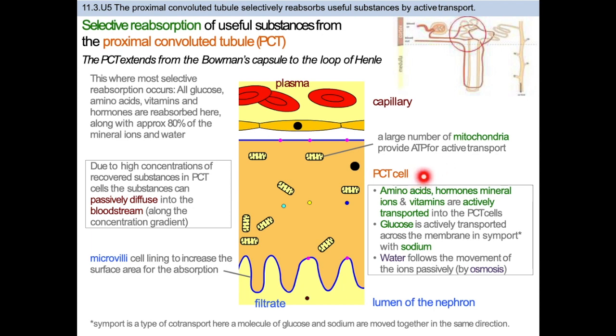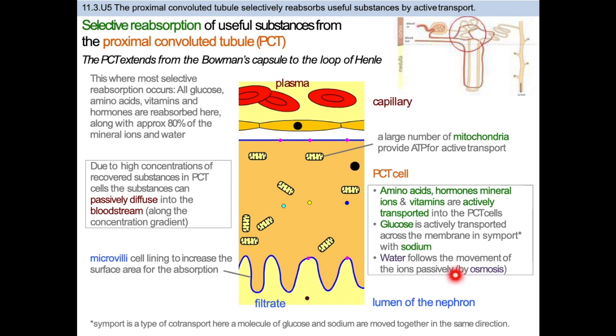In the PCT cell, I do need to have some active transport though. Some things are too large and will not easily be able to passively diffuse. So things like amino acids, things like hormones, things like vitamins, those are actively transported. Glucose is also actively transported in symport with sodium. So what that means is as sodium passively diffuses, because sodium is a small ion, glucose is coupled to that, so that's where I get symport. So glucose will move across with the help of sodium.